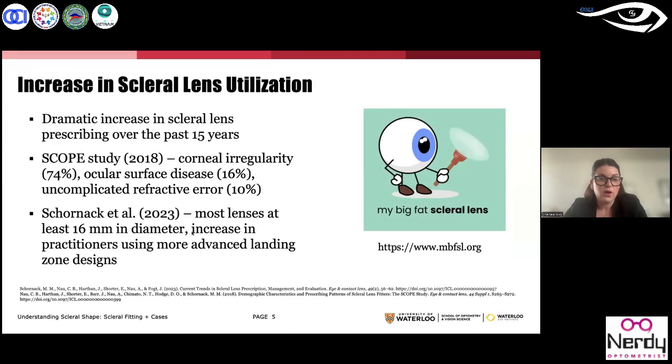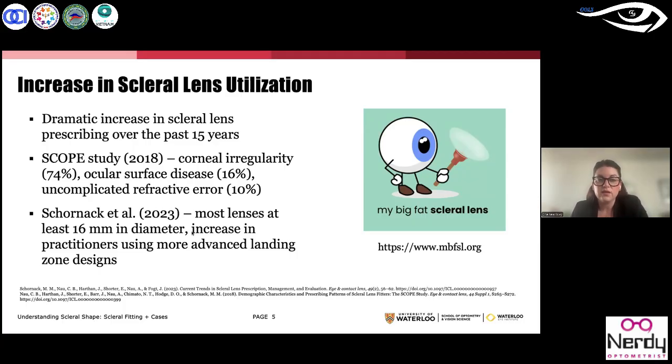So we know over the past 15 years, there's been a dramatic increase in scleral lens prescribing. Dramatic. When I graduated in 2014 from optometry school, we had a bit of a lecture on scleral lenses. And I remember in our contact lens lab, we had about half a lab on scleral lenses, but we only saw the lenses. We didn't even insert and remove them on each other. So things have really, really evolved very quickly. So it's an exciting time to be fitting these lenses.